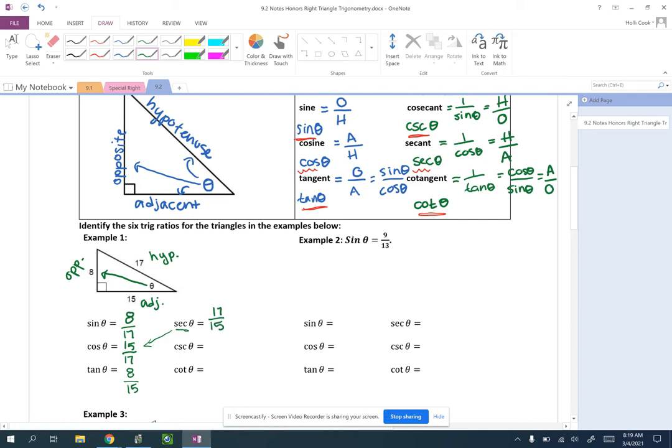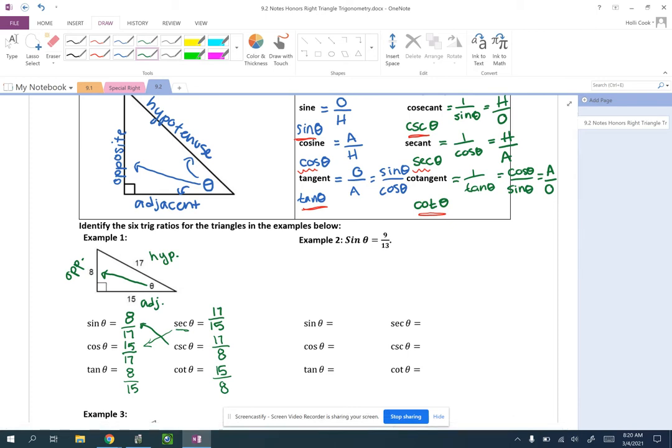That's our secant. Now cosecant goes with our sine value. So we're going to do hypotenuse, 17 over the opposite, which is 8. And then cotangent is going to be adjacent over opposite, so 15 over 8. Okay, and that's all you have to do to find those values.